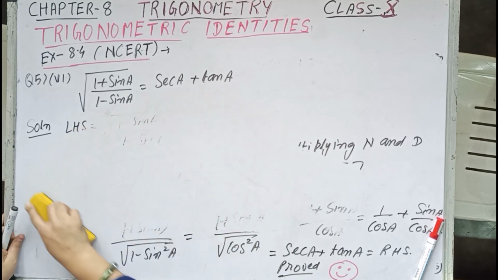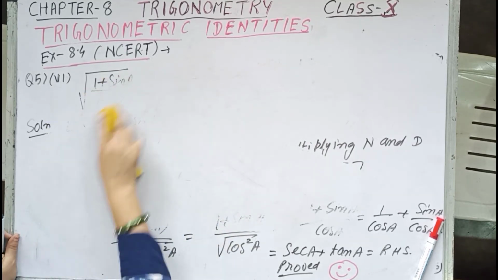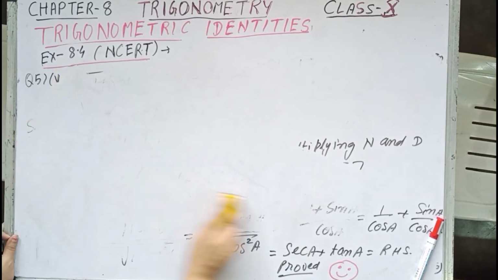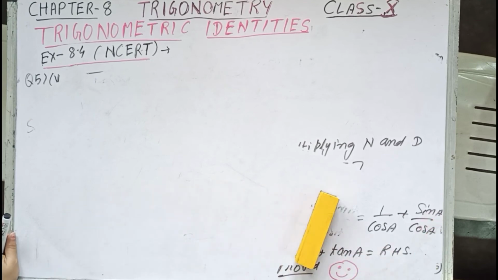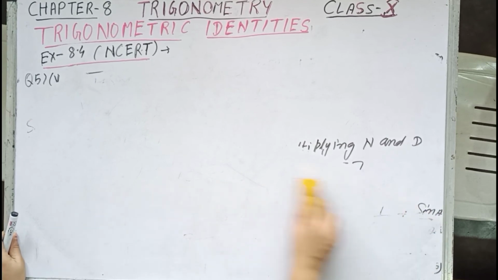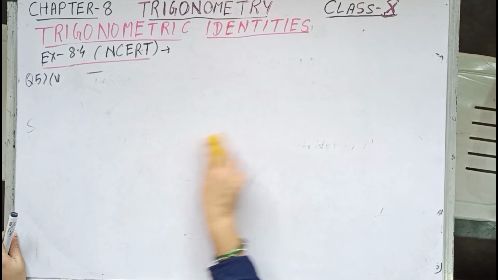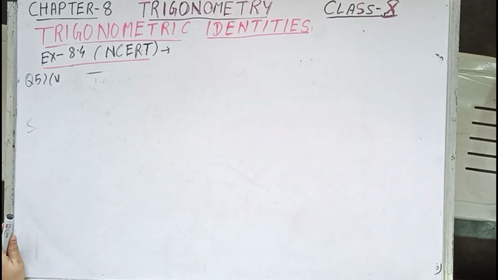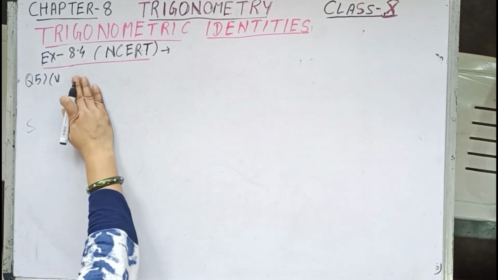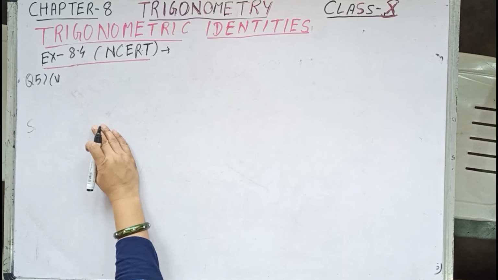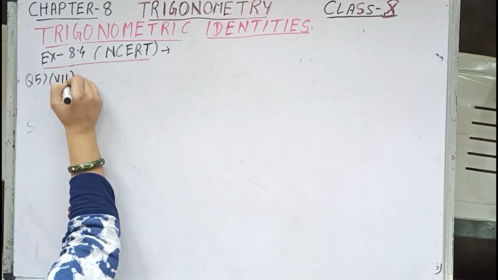So in this, if I get the root, children, first try to rationalize it, get the root sign removed, and definitely you will be getting the answer. I mean getting the RHS. So this question was subpart number 6. Let us move to subpart number 7.